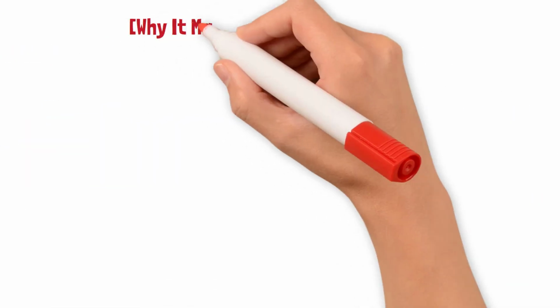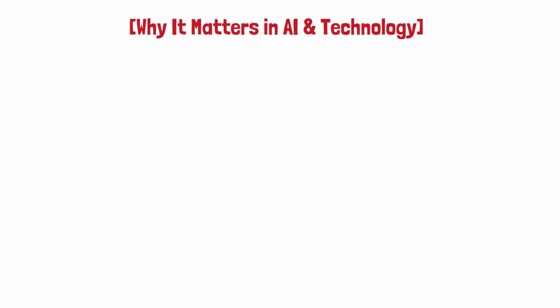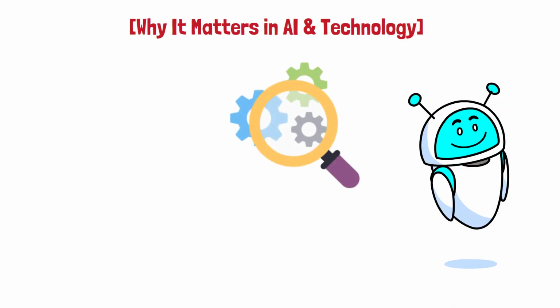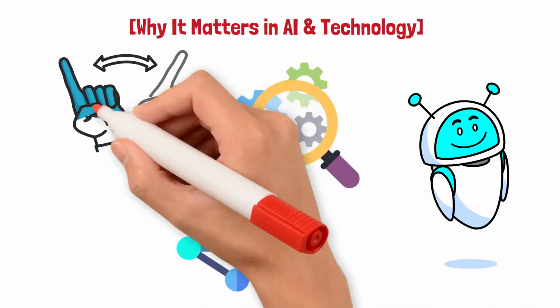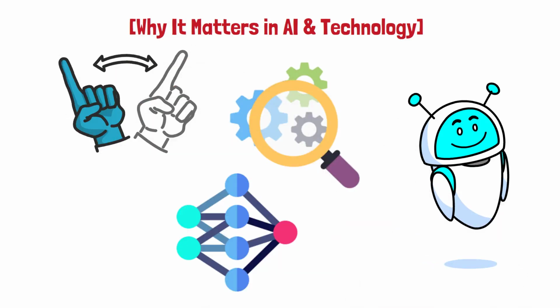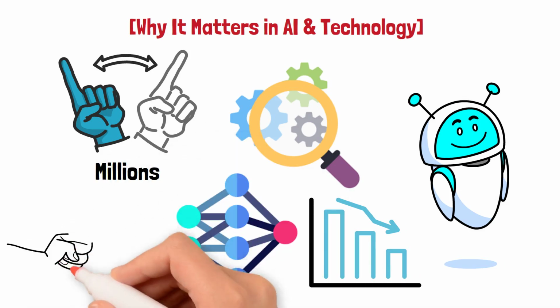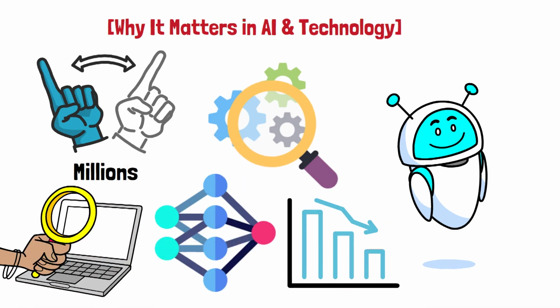Why it matters in AI and technology. In artificial intelligence, optimization is absolutely central. Training a neural network is nothing more than an optimization task. We're minimizing error, adjusting millions of weights, and searching for the best solution in an enormous space.